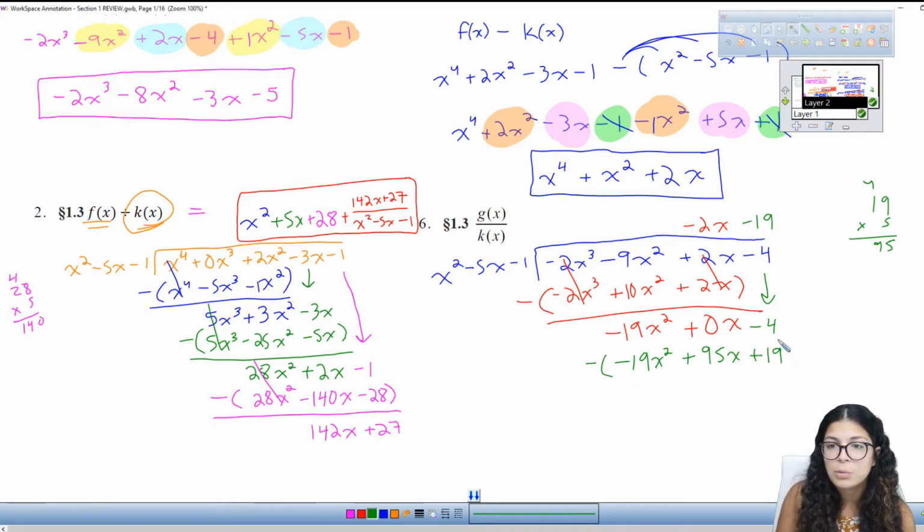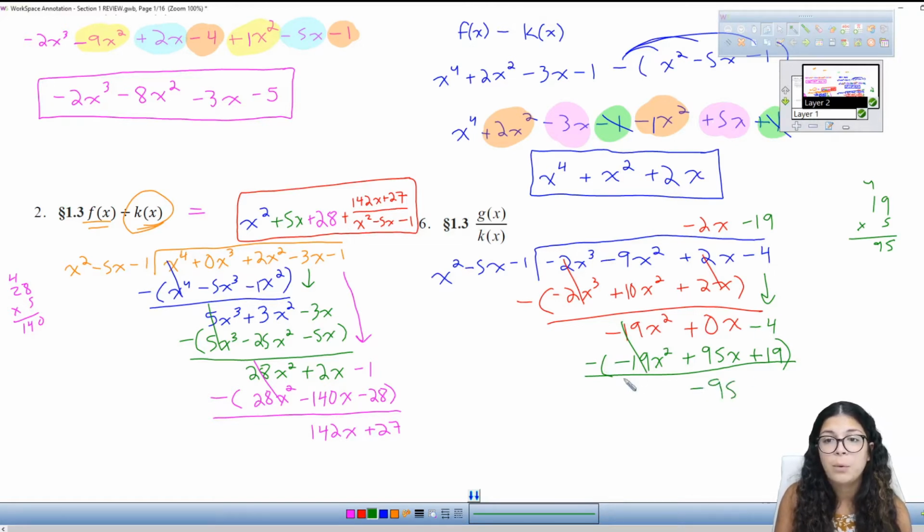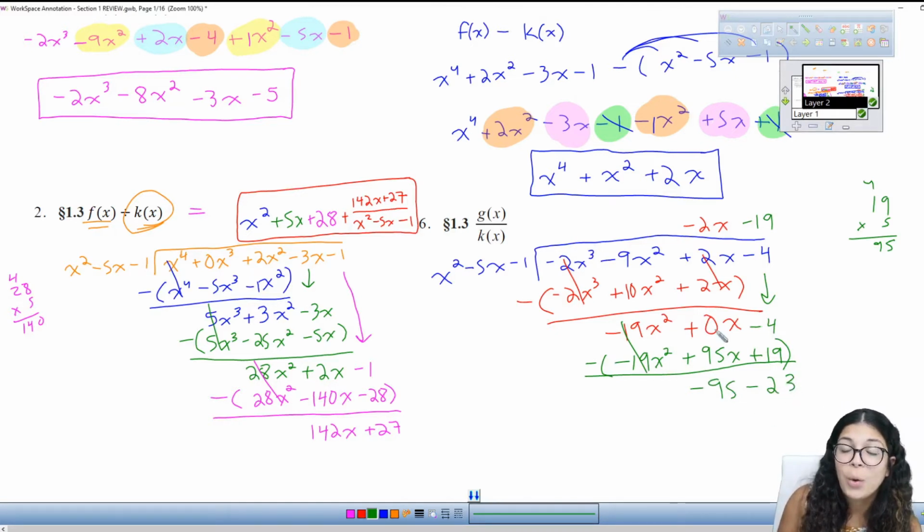And then let's go ahead and subtract these two. Anything minus itself is nothing. 0 minus 95 would be negative 95. Negative 4 minus 19 is negative 23. Oh, and I forgot my x here. Negative 95x. Almost forgot that.